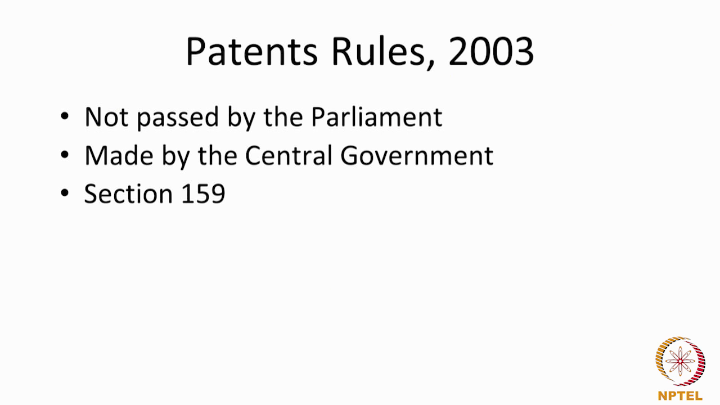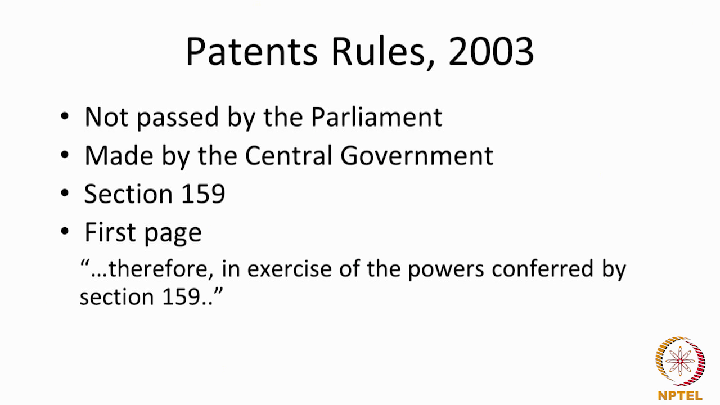Section 159 of the Act gives the power of the central government to make rules on a host of things which are mentioned in subsection 2 of 159. So, the power to make the rules was given by the parliament to the central government through section 159. And if you see the patent rules, in the first page you will find in the preamble a statement: therefore, in exercise of the powers conferred by section 159, the central government hereby makes the following rules. It's a standard statement.